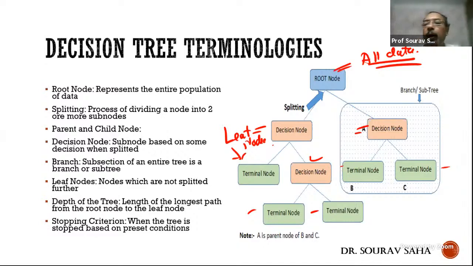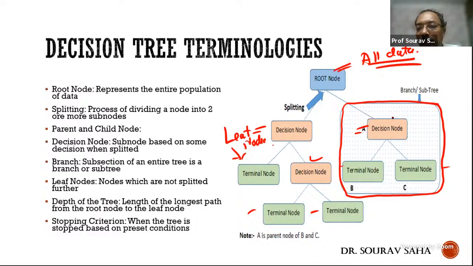If you see this particular part, this is a branch or a subtree. See, this is a tree by its own. This particular part is a tree by its own. So in the sub branch or the subtree, this one is probably the root, and from this root, these are the other parts which are coming out.